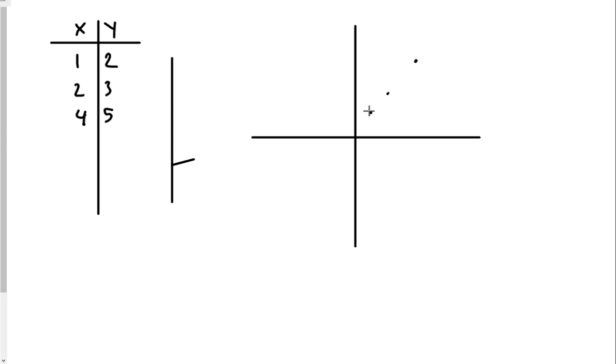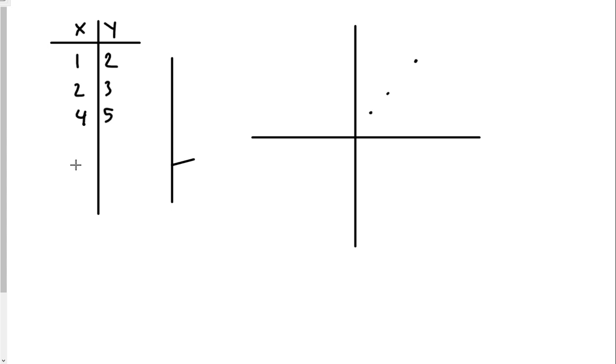What you want to do is see if two dots are lined up vertically to each other. As I look at these dots, if any two dots line up vertically to each other, it's not a function. So looking at these, that is a function.